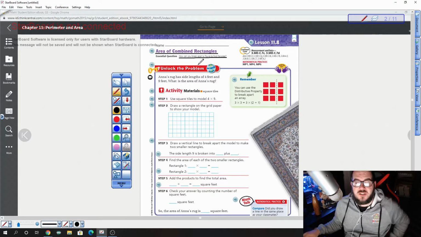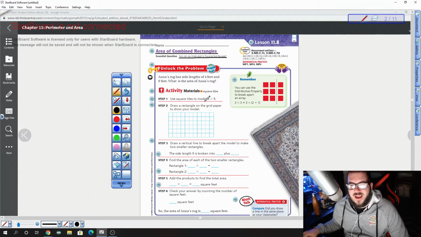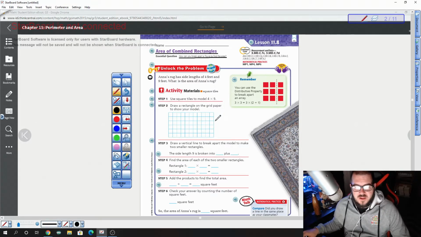Our first question says that Anna's rug has side lengths of 4 feet and 9 feet. What is the area of Anna's rug? They would like us to use square tiles to complete this problem, but we don't have square tiles, so we're going to use this grid paper to show our model. So we want a shape that is 4 by 9, because remember, the length is 4 feet and the width is 9 feet.